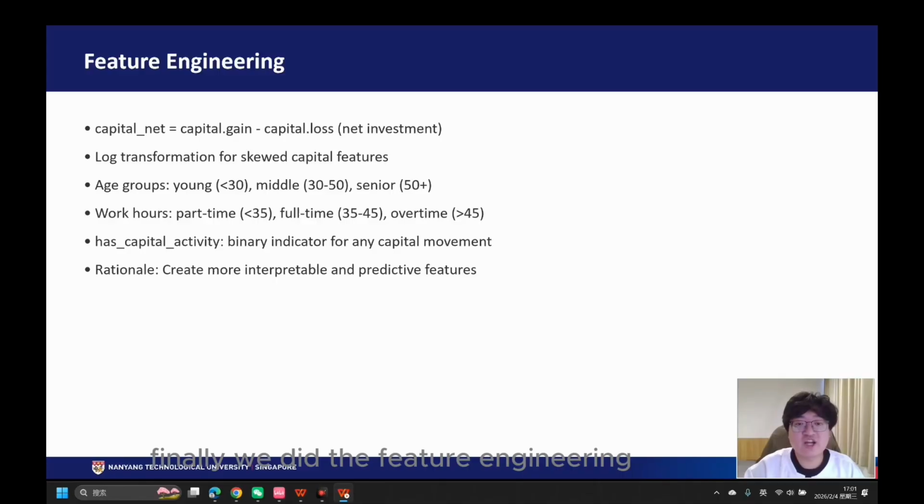Finally, we did the feature engineering to make our model stronger. We created a capital net column and used the log transformation. We also put age and hours into simple groups, like middle-aged or full-time. This makes our final model easier to explain and more accurate.